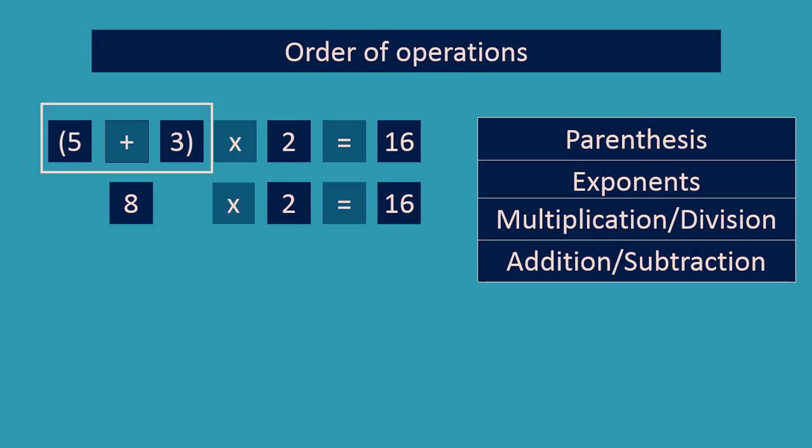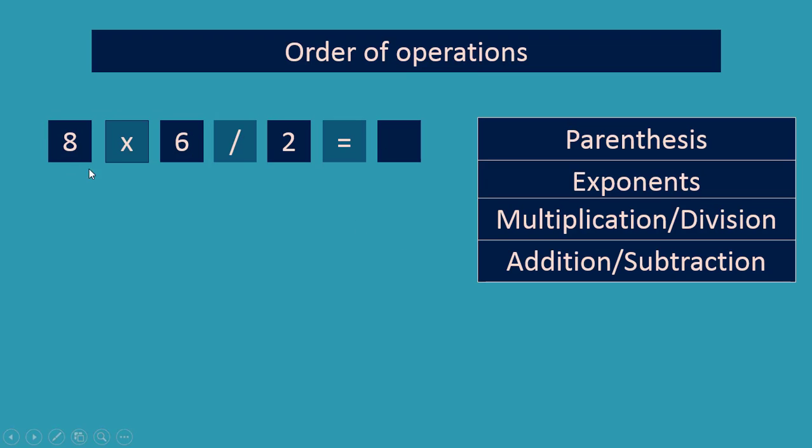When we have two operations that are at the same level, as in the following example, 8 times 6 divided by 2, if you look at the table, it indicates that multiplication and division are at the same level. We must apply the association rule, which says that we must solve the operations from left to right. So first we must solve the multiplication of 8 by 6, which results in 48, and that divided by 2, which results in 24.